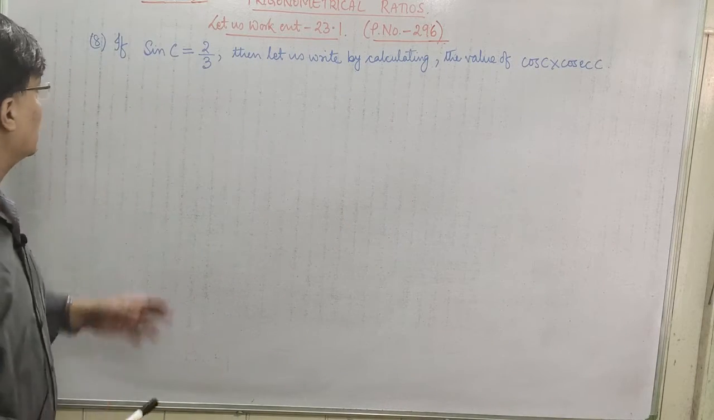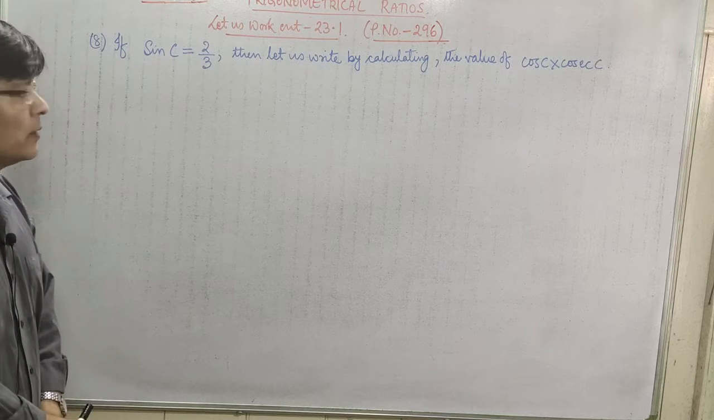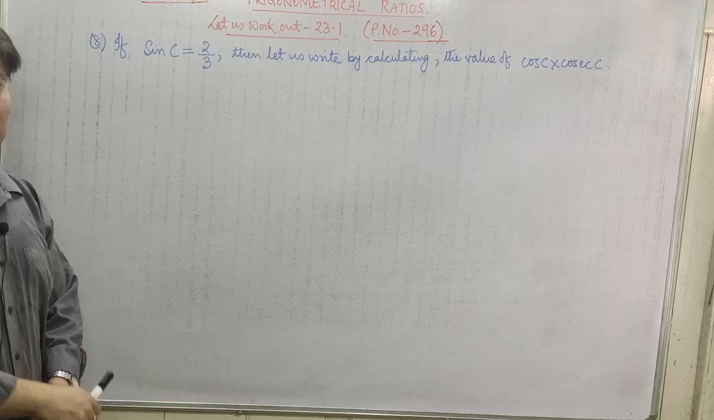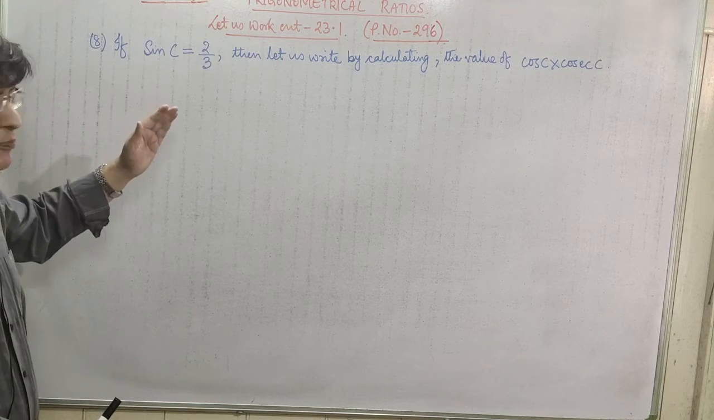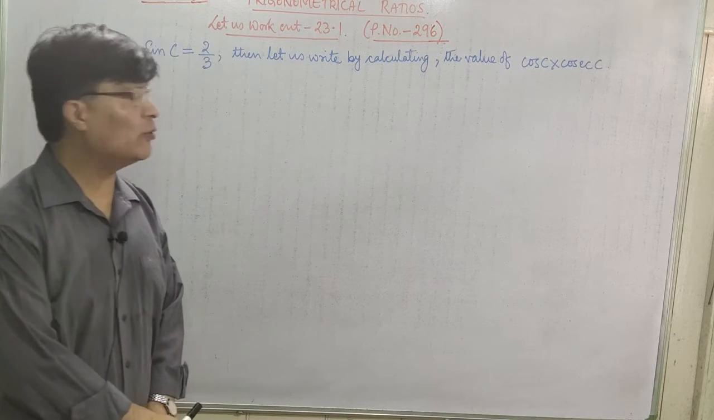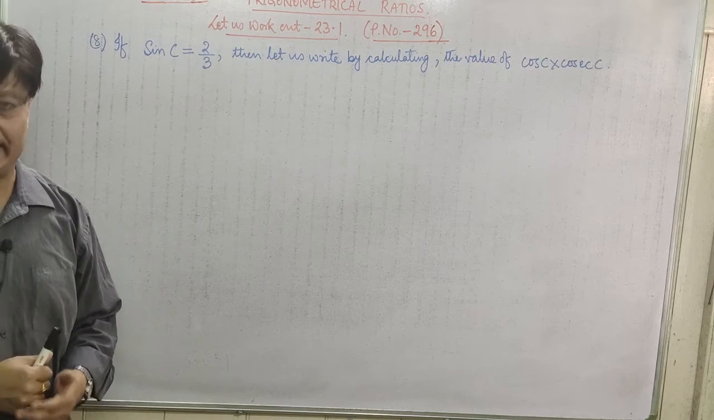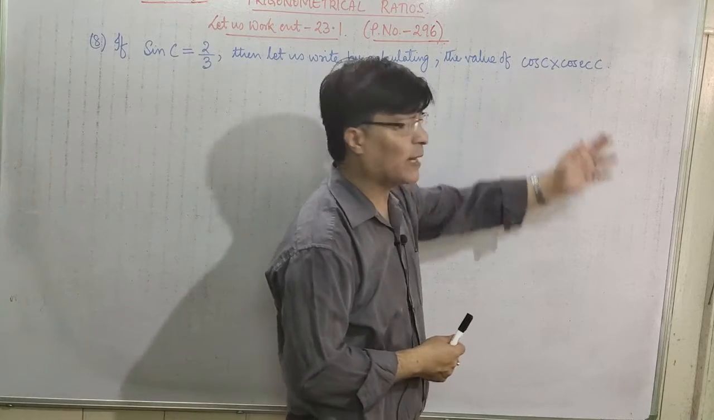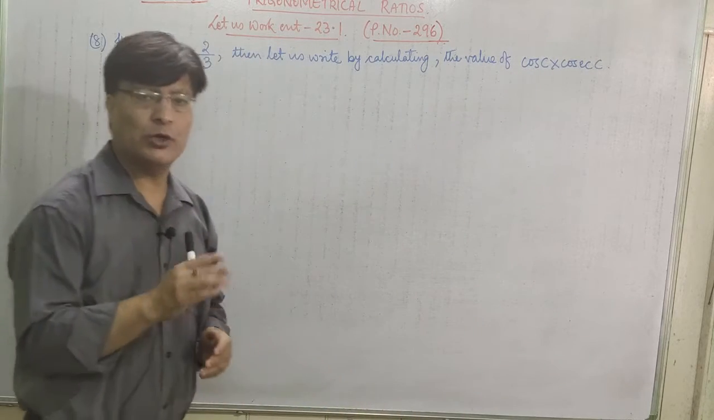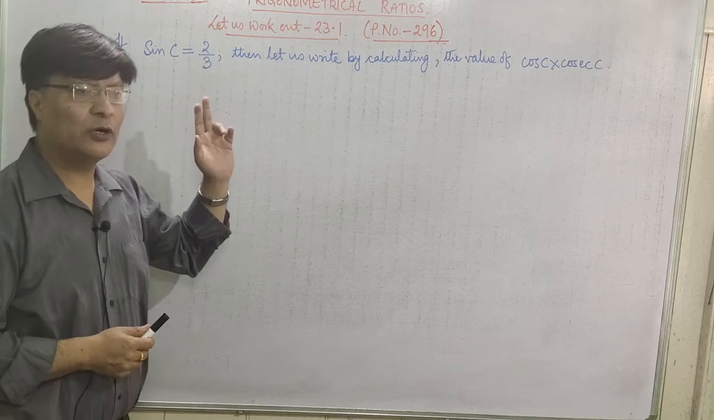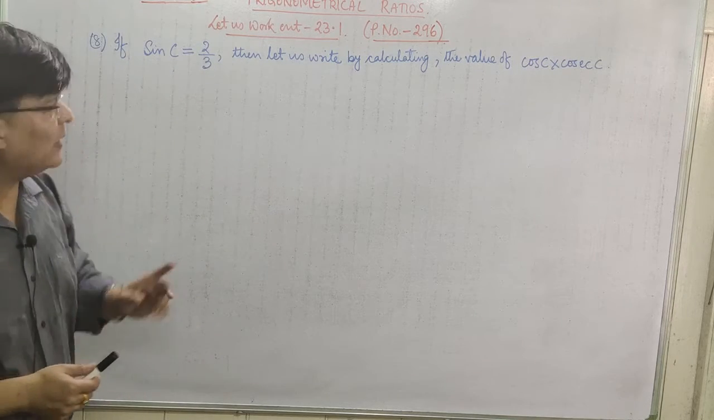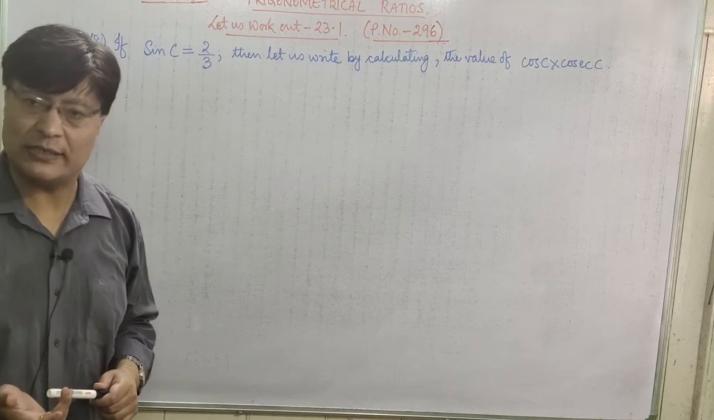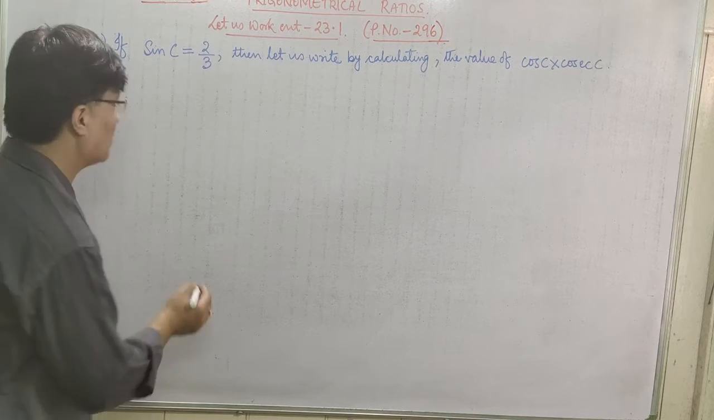So now we'll do the next question, that is question number 8. If sin C is equal to 2 upon 3, the value of sin C is given as 2 upon 3. Calculate the value of cos C into cosec C. In order to get the value of cos C multiplied by cosec C, you have to get the individual values of cos C as well as cosec C from the given value of sin C. Okay, so let's do this problem now.